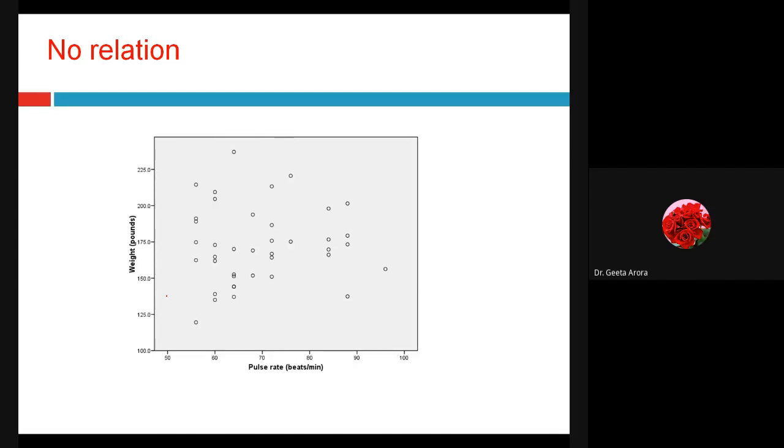Maybe there is some other relation existing, because maybe the pulse does not depend only on the weight, but also depends on the height. It depends on gender and so on. Different factors could be there. Okay, so this is what we have as no correlation.